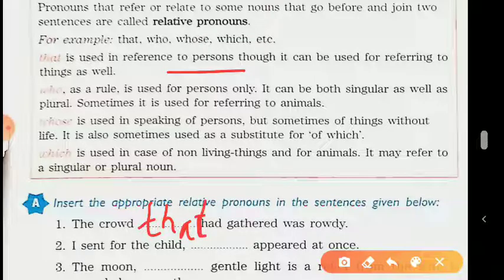तो हमने बेटा क्राउड के लिए यहाँ पे कौन सा यूज किया? रिलेटिव प्रोनाउन दैट है, और दैट के पहले ठीक कौन सा नाउन आया है? द क्राउड. तो ये दैट रिलेट कर रहा है क्राउड को. As told earlier, that relative pronoun is used to join two sentences and shows the relation with the noun used before it. So the crowd that had gathered was rowdy.